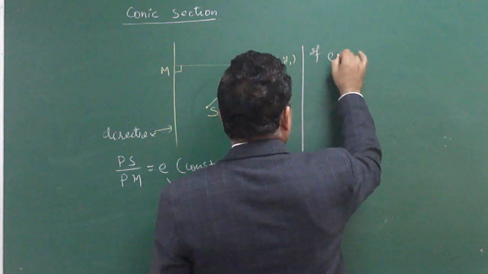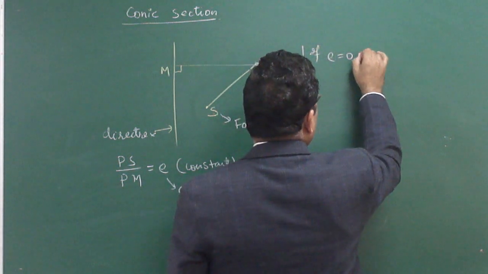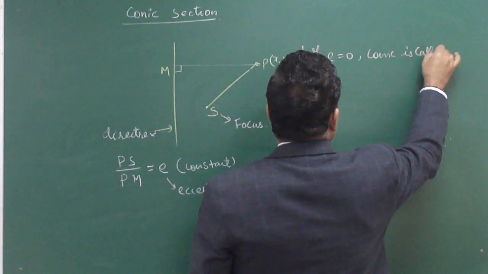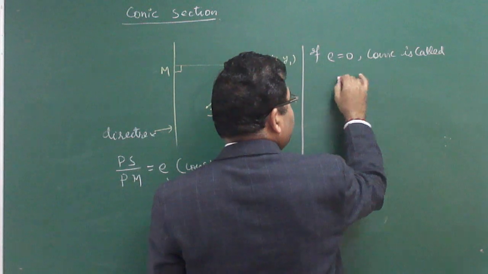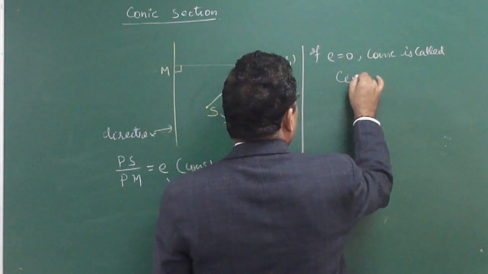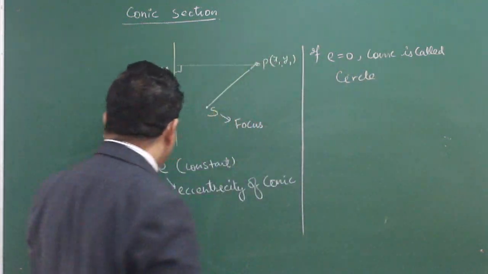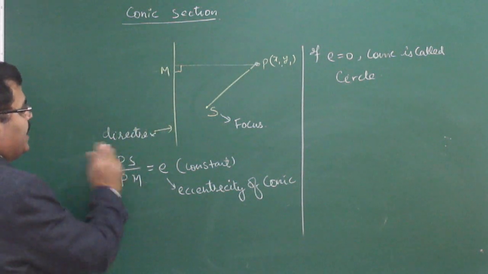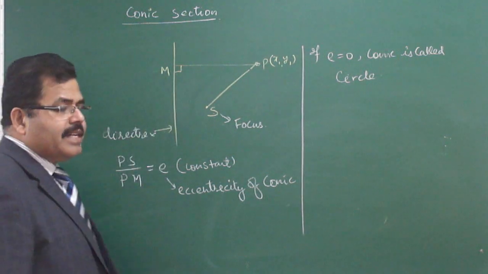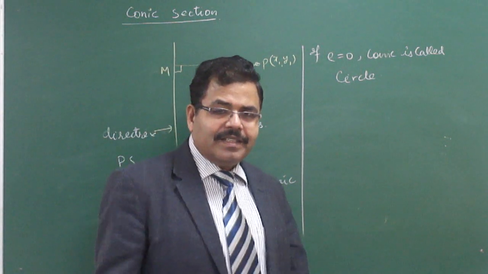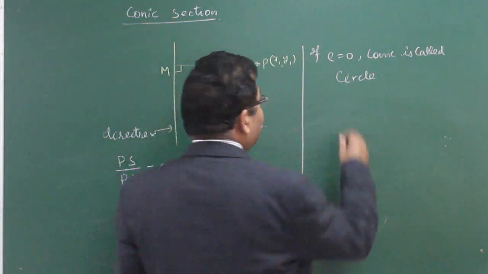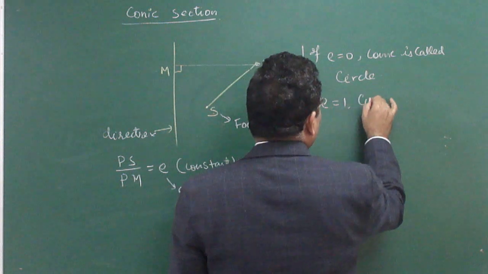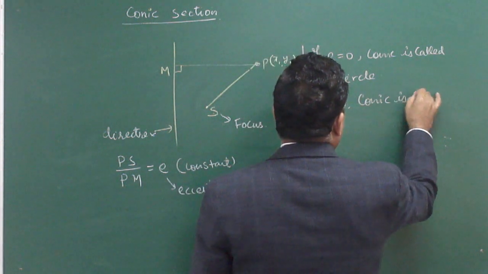If E is equal to 0, then the conic is called a circle. When will this be 0? If this distance is infinite, something divided by infinity is 0. If the directrix is at infinite distance, then it will be a circle, but this is a separate one. If E is equal to 1, then the conic is called a parabola.